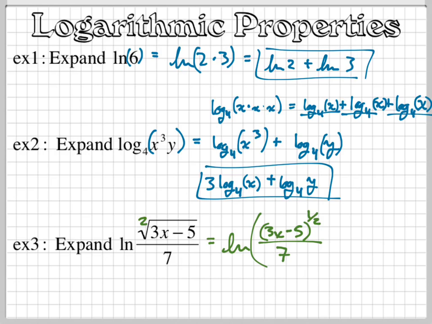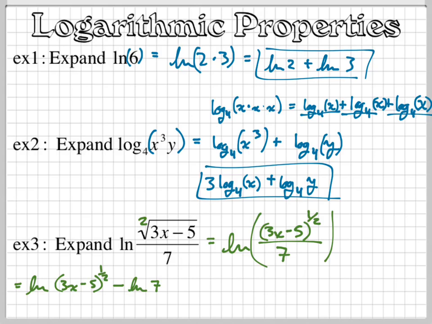Now, we have all this stuff inside of this logarithm. How can I expand this? How can I split it apart? There's no multiplication in there. There's division. We do the subtraction one. So we're going to have natural log of (3x minus 5) raised to the 1/2 minus natural log of 7.